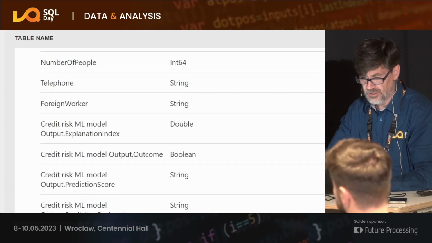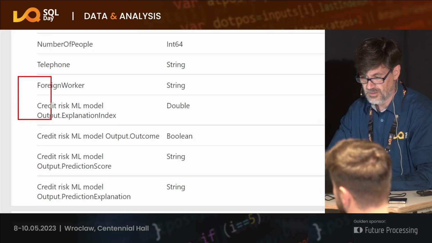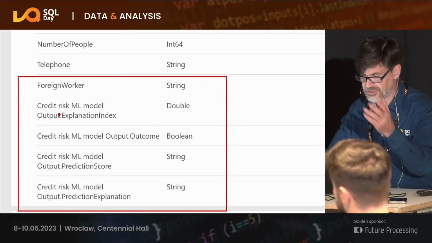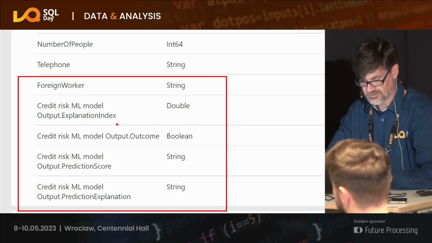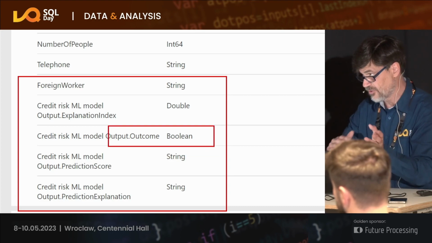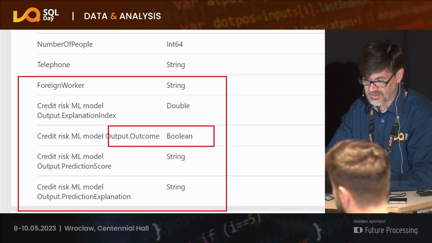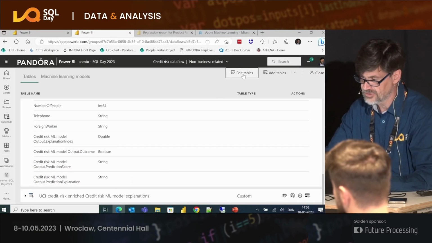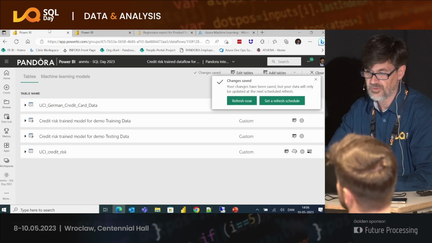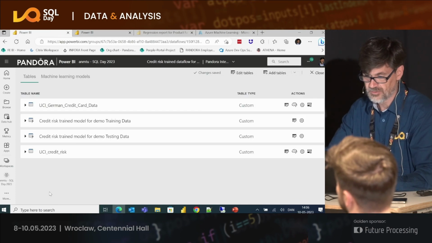So you see, you have some extra columns here. The explanation index, the outcome. The outcome is the real value, because it's a Boolean, so it's either 1 or 2. And some scores and some predictions. So let's see if we are lucky. Oh, okay. This one completed.